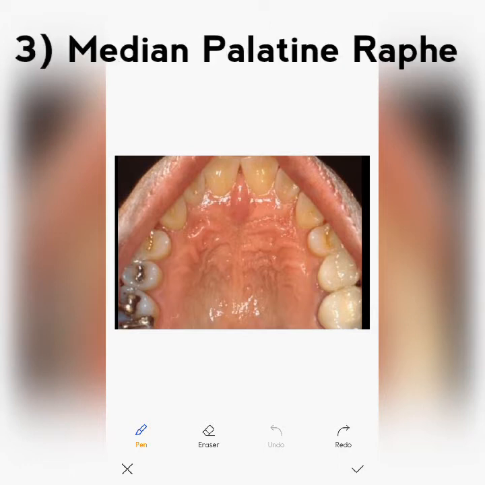Moving on to the third structure, which is the median palatine raphe. The median palatine raphe is this line in the middle. This is your median palatine raphe. Now, what is this? It is not a stress-bearing area. It is a relief area because you need to provide it relief, because it's a raised bony edge basically along the midline of the hard palate.